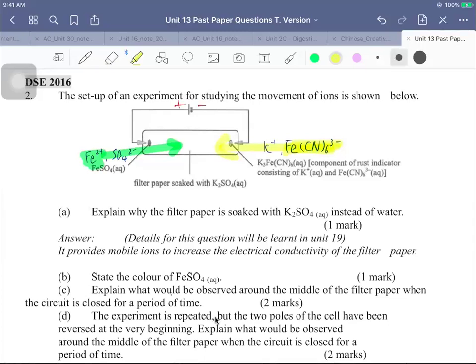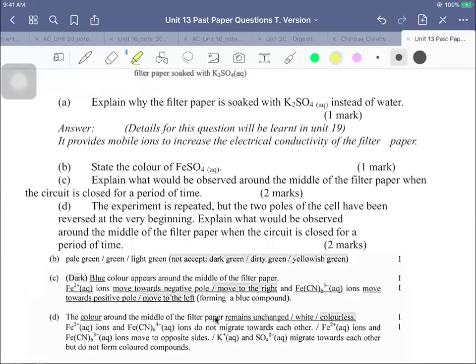Okay, so you need to mention two things. First, you need to mention your observation. You're gonna see a blue color. And secondly, you need to mention why these two ions are going to meet in the middle. That's because iron 2 moves towards the negative pole, and the Ross indicator ions move towards the positive pole. Okay, so they're going to meet in the middle.